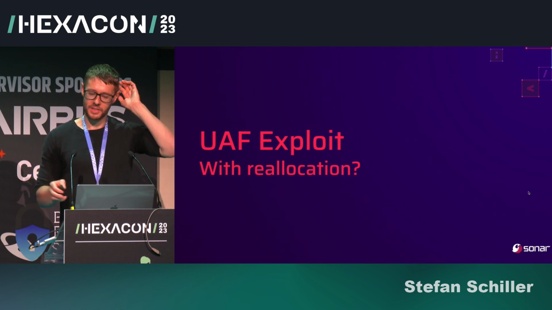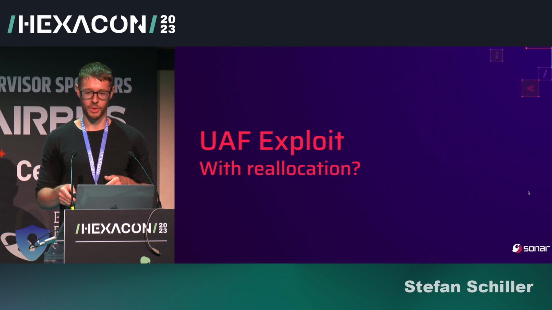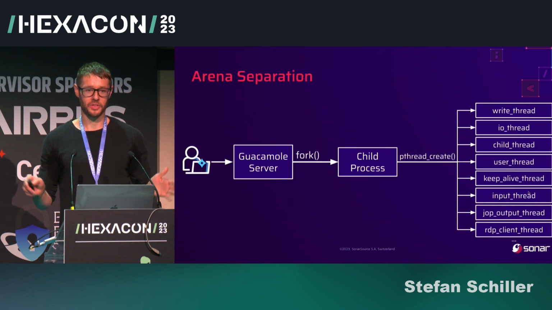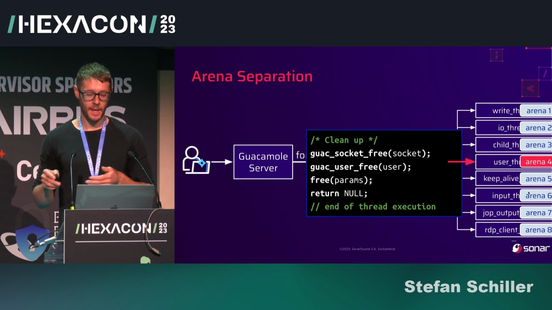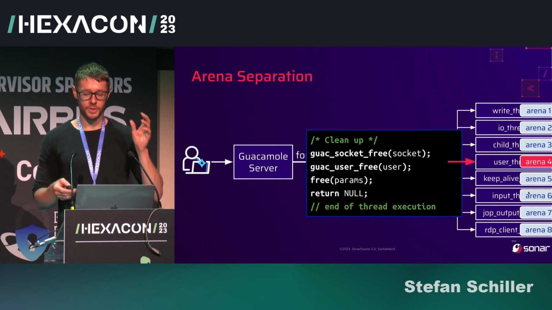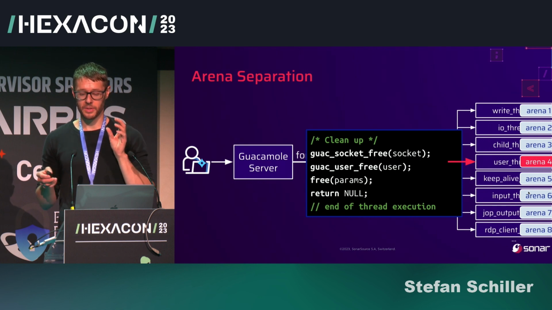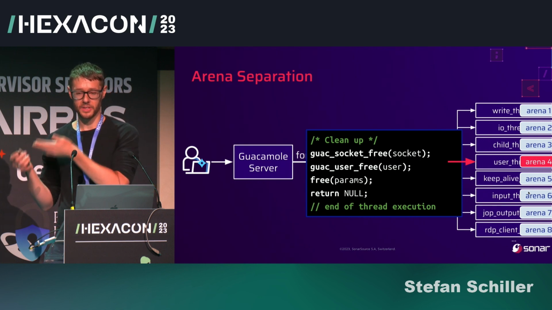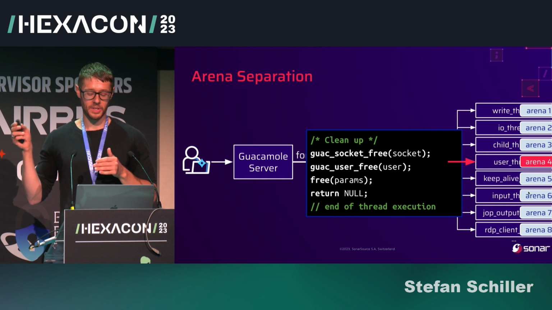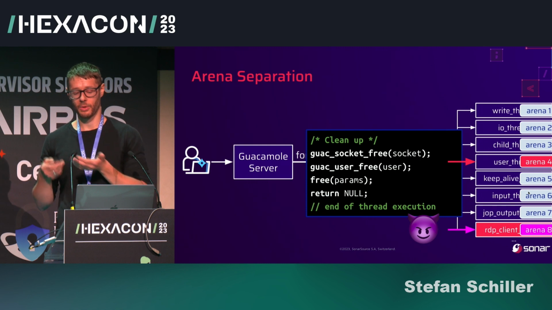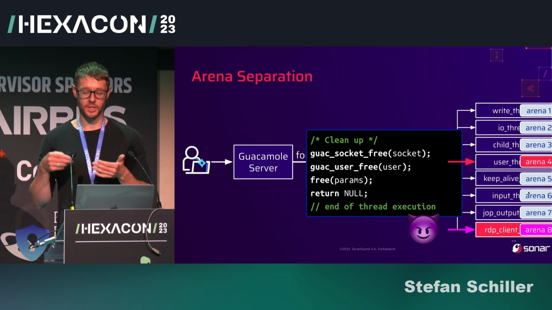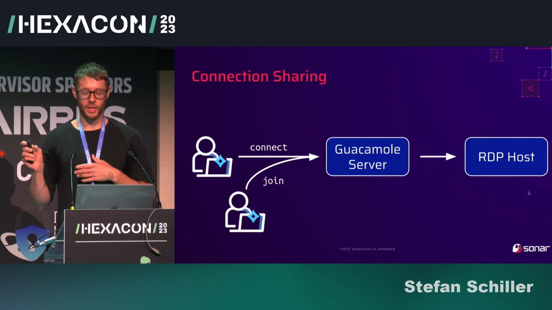And let's reconsider the problem with the classical reallocation approach. We have a lot of threads. All of these threads are assigned to different arenas. When the connection is terminated, the user and socket are freed by the user thread and returned to the arena this thread is attached to. In this example, this is arena 4. We could still make allocations, but only from the RDP client thread, which is attached to a different arena, arena 8 in this case. This is where a feature called connection sharing comes into play.